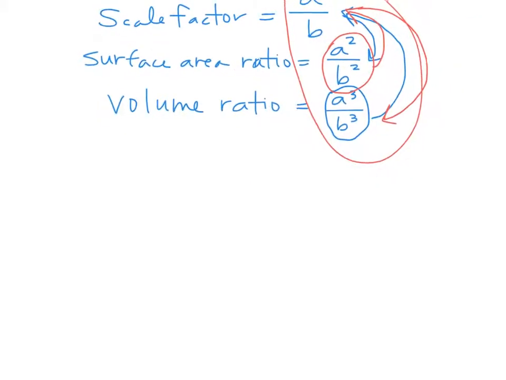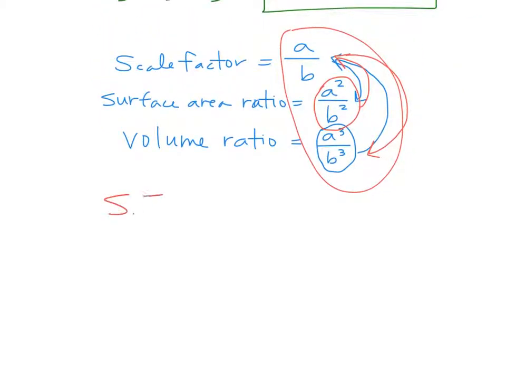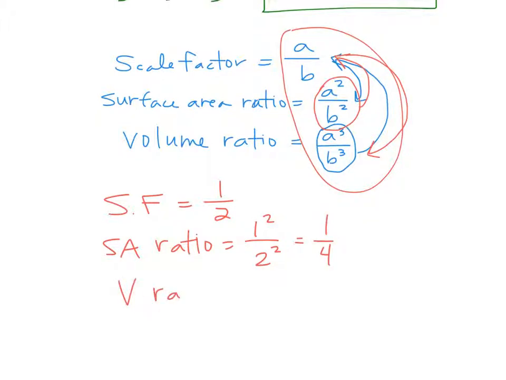So let's say we have, just a quick for instance here, a scale factor of 1 to 2. What's your surface area ratio? 1 to 4. 1 squared to 2 squared is 1 to 4. Okay, what's your volume ratio? Oh my gosh, 1 to 8. You're going to cube it. 1 cubed to 2 cubed is 1 to 8. Okay? So just understanding the relationship between those.